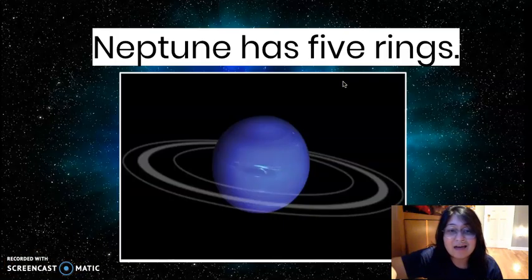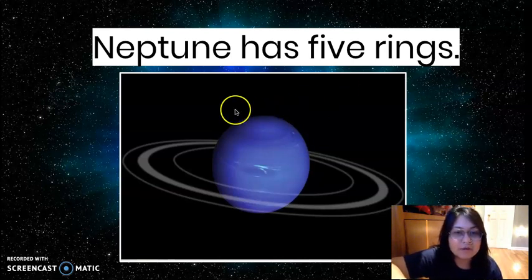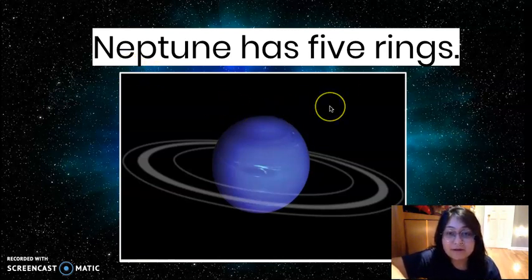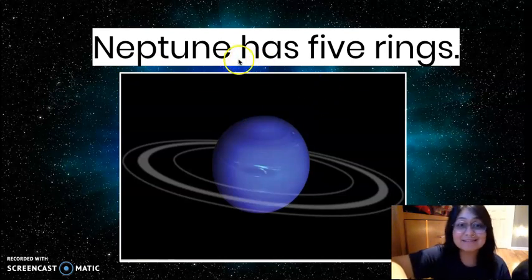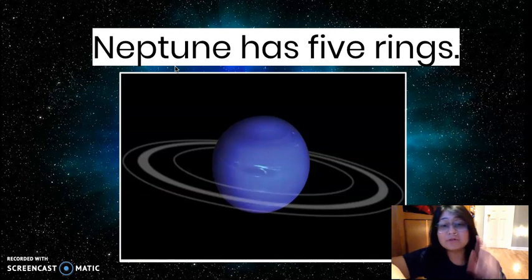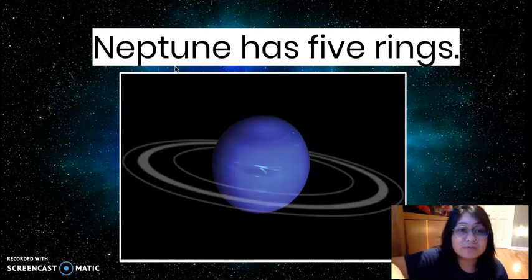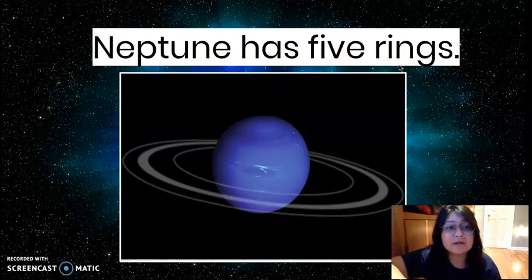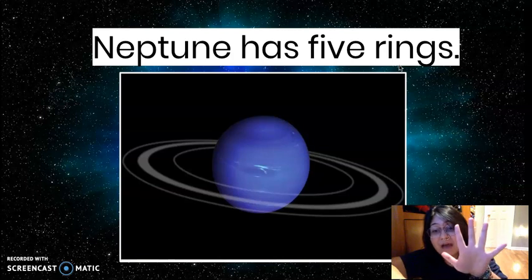All right. Now, Neptune has rings. So when I was wondering about Neptune having rings, right here it is telling me that Neptune has 5 rings. So now we are going to read it together. Miss Puri is going to point and you are going to read with Miss Puri. Neptune has 5 rings. One more time. Neptune has 5 rings. So how many rings does Neptune have? 5. Neptune has 5 rings.